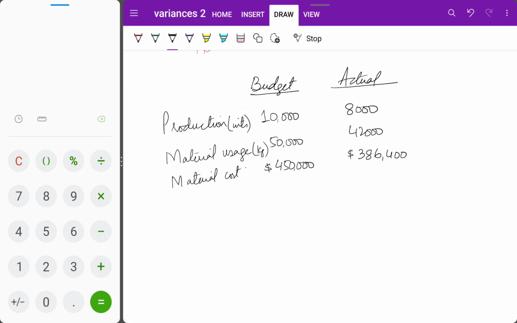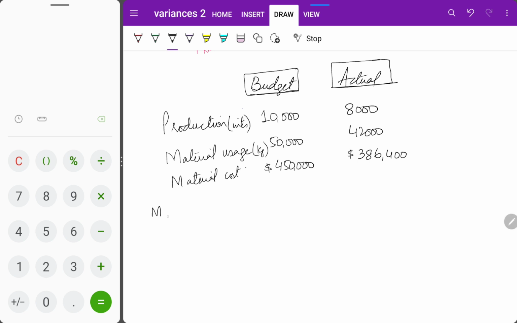Alright, so in this lecture we are going to do one more practice question of material variances, and then we will move to labor variances. In this question the format is a bit different from the previous example, which was in an easier format. Here two figures are given: budget and actual. You are supposed to calculate material price variance, usage variance, and total material variance.